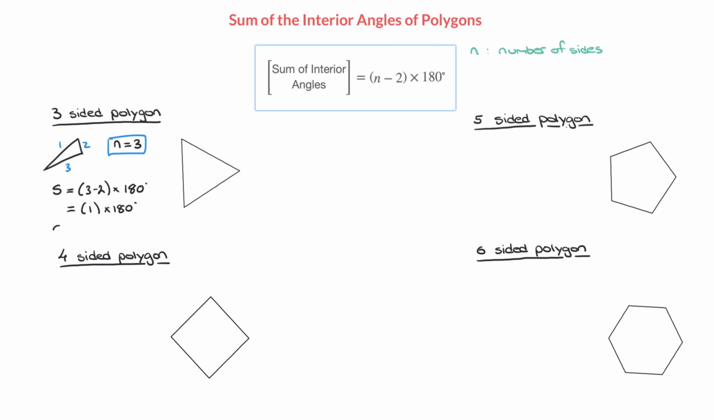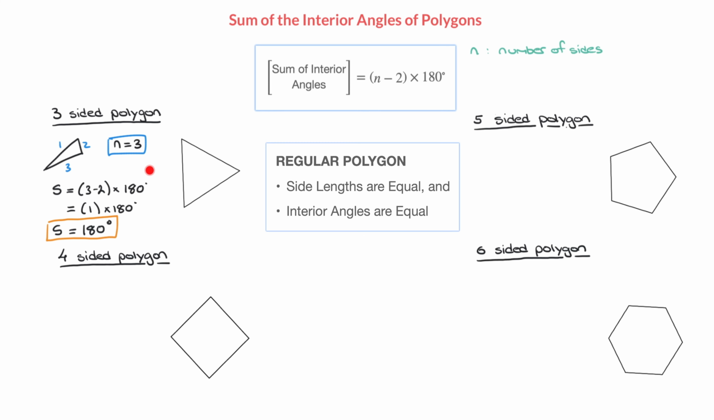In other words, the sum of the interior angles of a 3-sided polygon, in other words, the sum of the interior angles of a triangle, must equal 180 degrees. And I'll go ahead and box that result. There we go. This result will be true for every triangle there is.